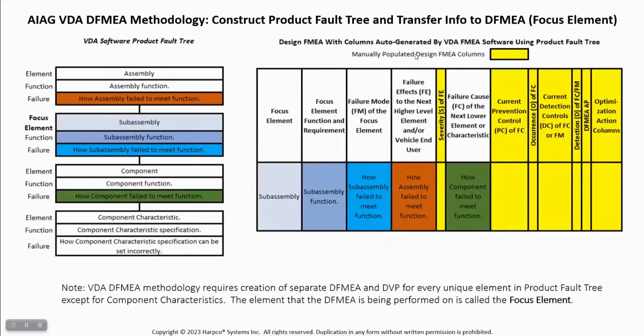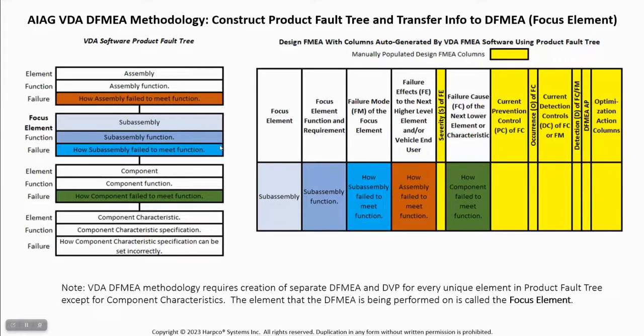So how that gets to FMEAs is this. Here's our fault tree: assembly, sub-assembly, function. You have what we call the focus element. Now, it's very important to understand that the software needs 3 levels, and that's why you see assembly, sub-assembly, and component here. So in this case, we're going to do the design FMEA on the focus element, which is the sub-assembly. So you take the function and put it in this column. You take the name of the component in this column. You take its function, you put it in this column. You take how it can fail to meet the function, you put it in this column.